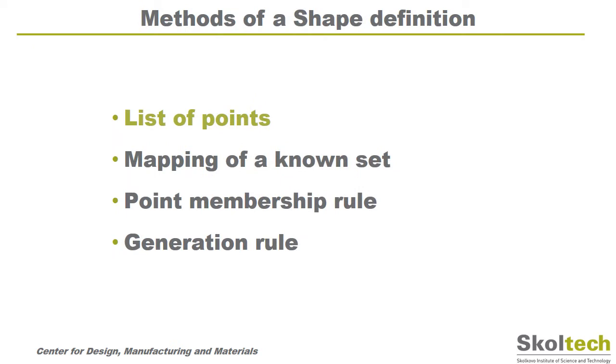How can one define such shapes? There are several basic ways to do this. The first one, making a list of all points of the point set. The second way is mapping of a known set. The third way is point membership rule, and finally the generation rule.